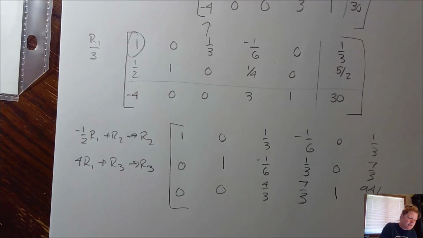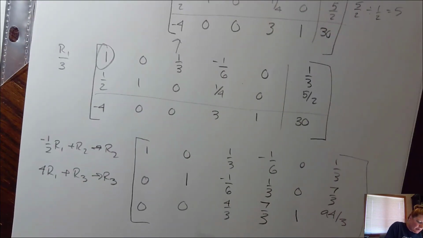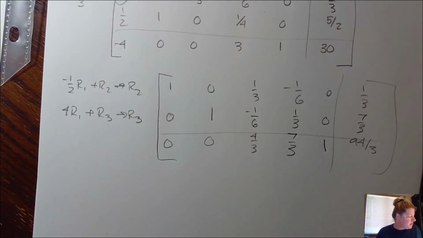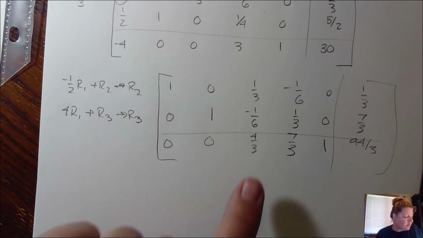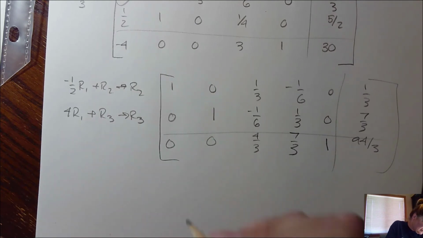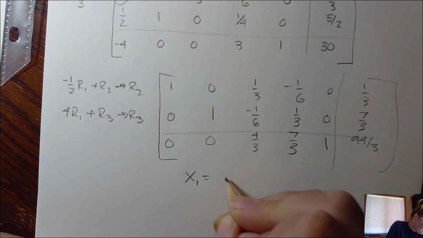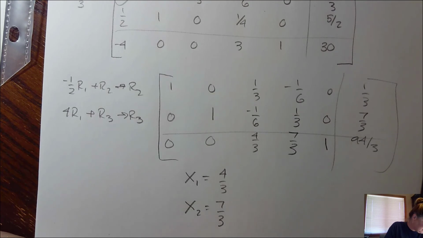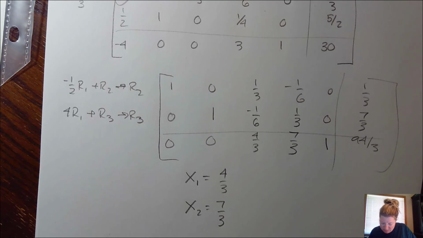All right, so this was a dual problem. What's our solution to our dual problem? Our solution is x1, x2, so let me write that. x1 equals 4/3, x2 equals 7/3, and our minimum cost is going to be, what is 94 divided by 3? $31.33.